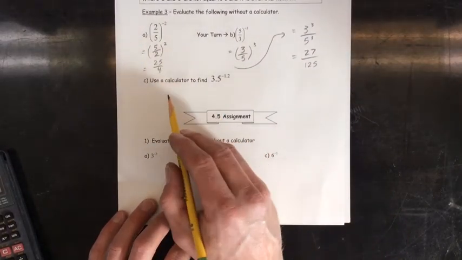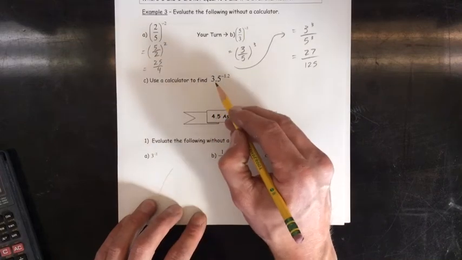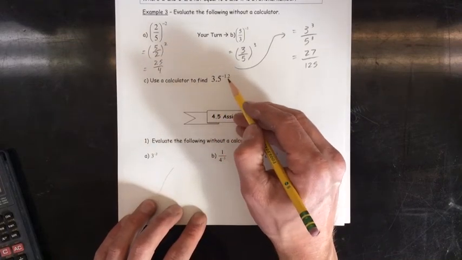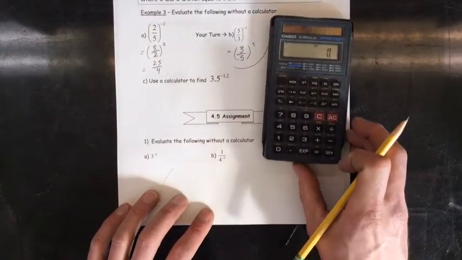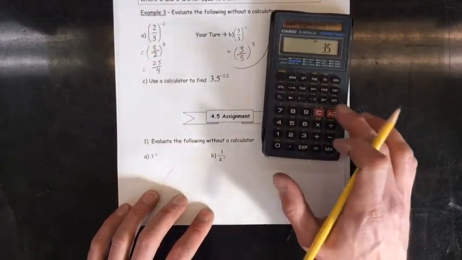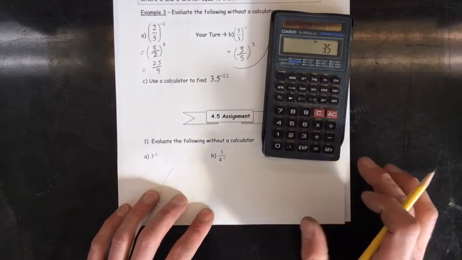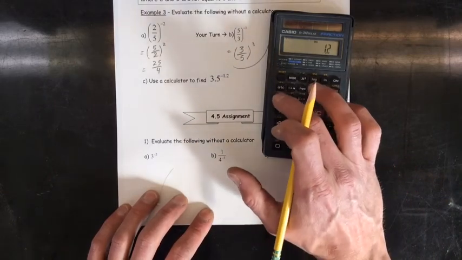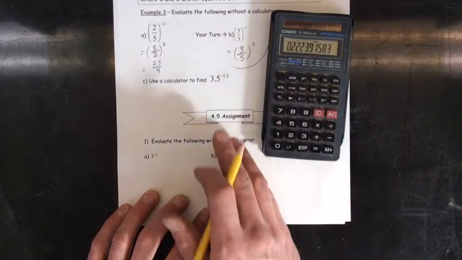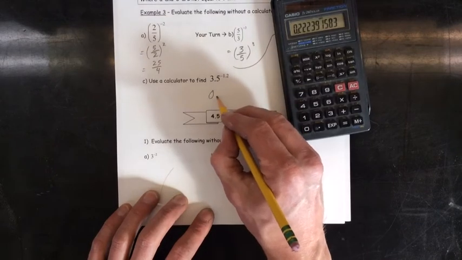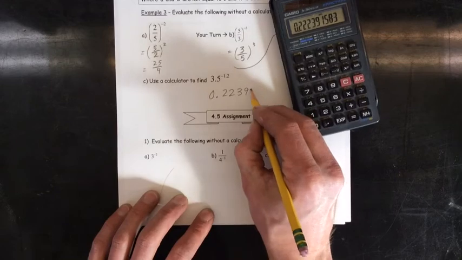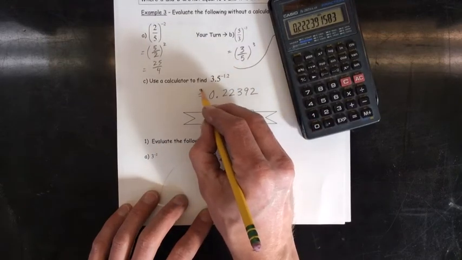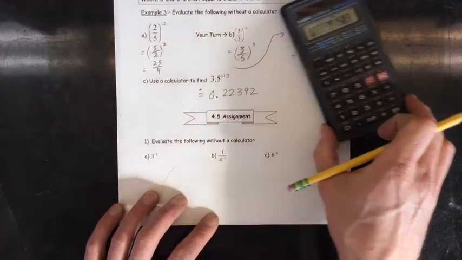And the last one we'll do is use a calculator to find 3.5 to the power of -1.2. So basically, using your calculator, take 3.5, you want an exponent of 1.2, which is negative, and our answer is 0.22392. And there you have it.